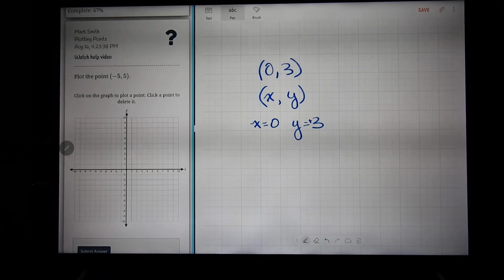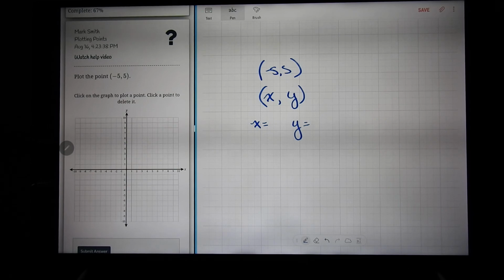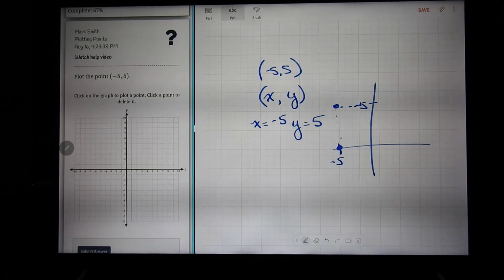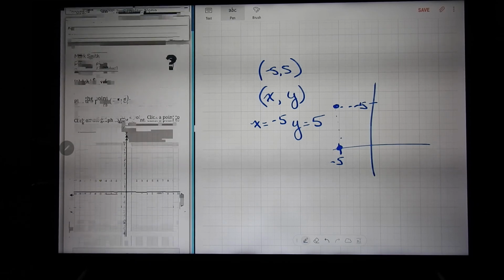Okay, now in this case, all right. So we have -5, 5. So our x is -5 and our y is 5. All right. So that means our x is -5. That's over here. And positive 5 y is up here. So that means our point's going to be right there. All right, so let's go over here to -5, which is right there. And now I'm going to go up to 5, which is right there. -5, 5.